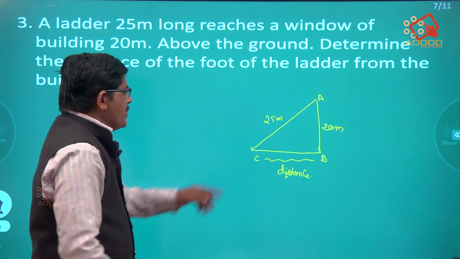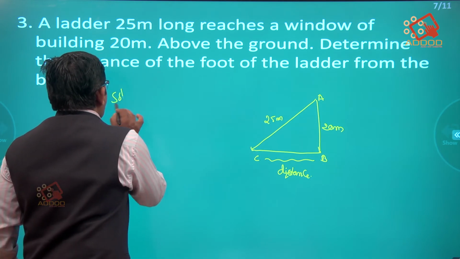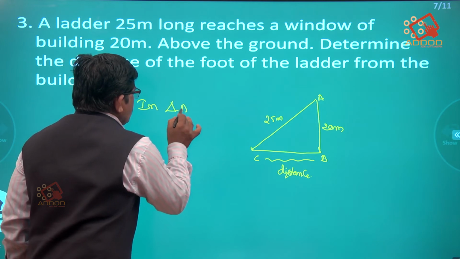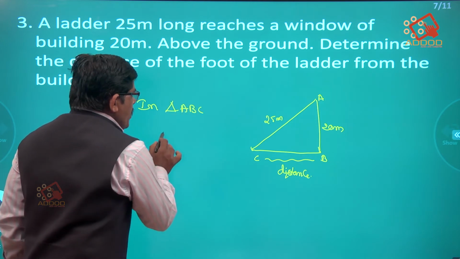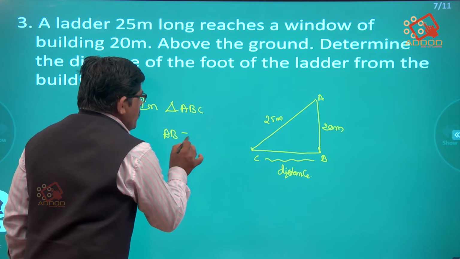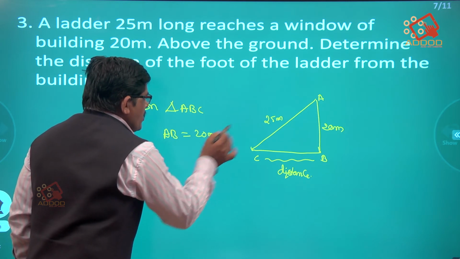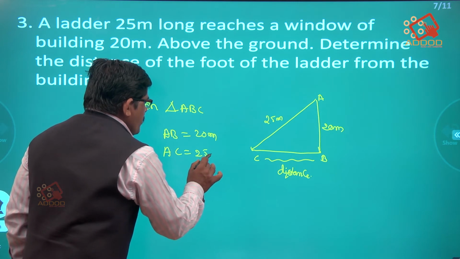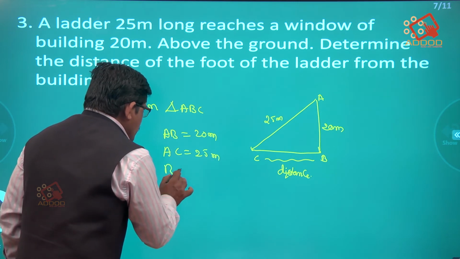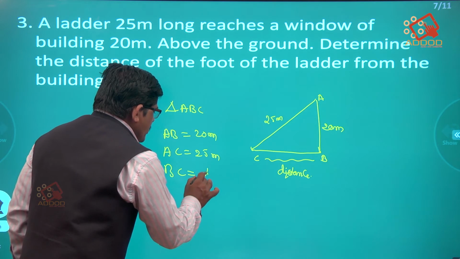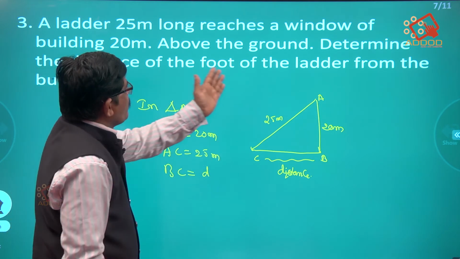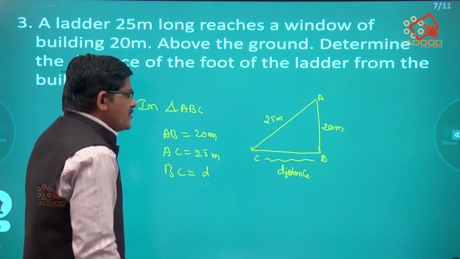In triangle ABC, AB is equal to 20 meters, given. AC is equal to 25 meters, given. Therefore, BC is the distance, here called D. D means the distance of the foot of the ladder from the building. This is what we have to find out.